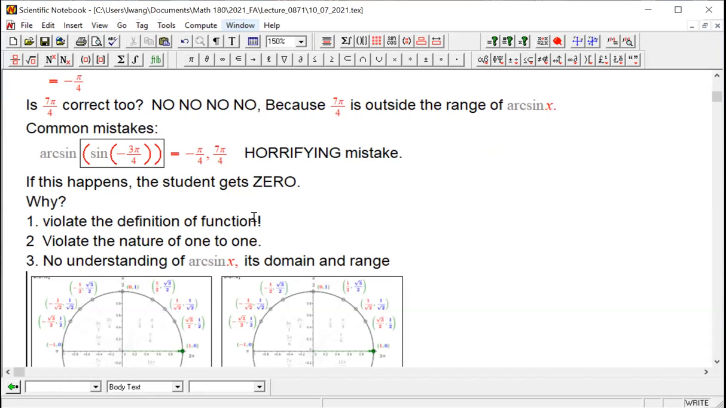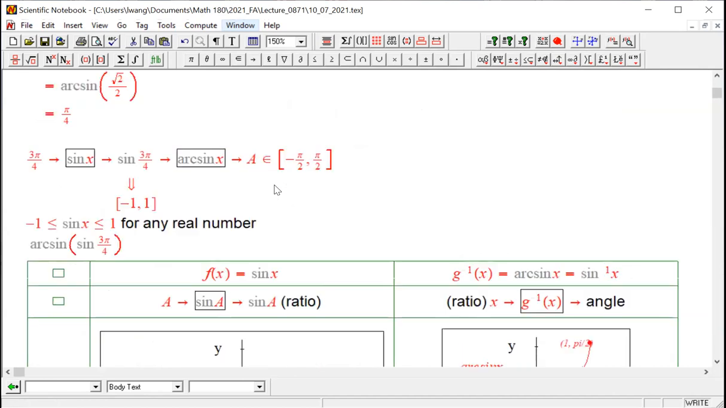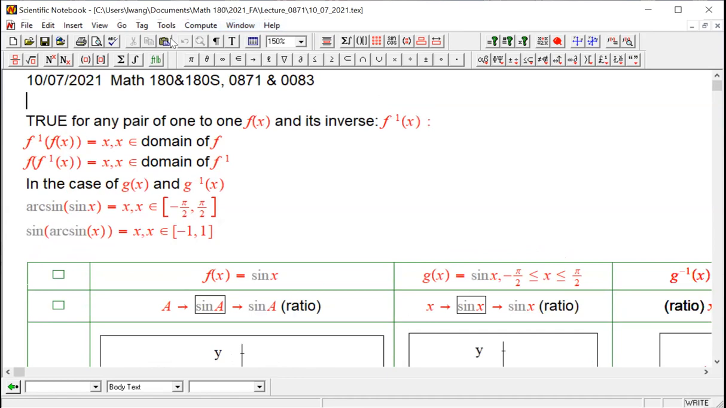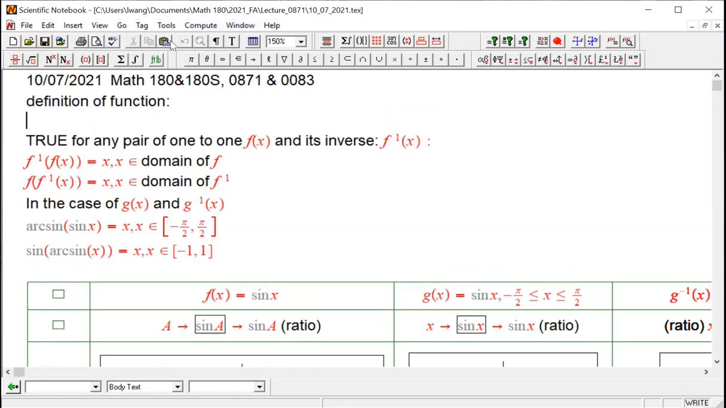So let's read the definition of function one more time. I'm going to put it at the top. What's the definition of function? I'm going to type it for you, okay? Don't go away. A function is a rule that assigns to each element x in a set exactly one element called f of x in a set B.